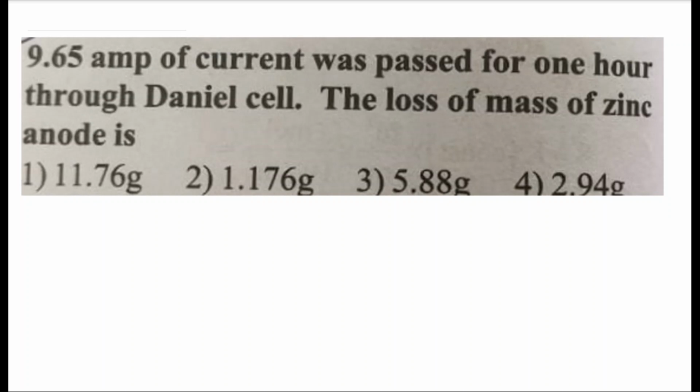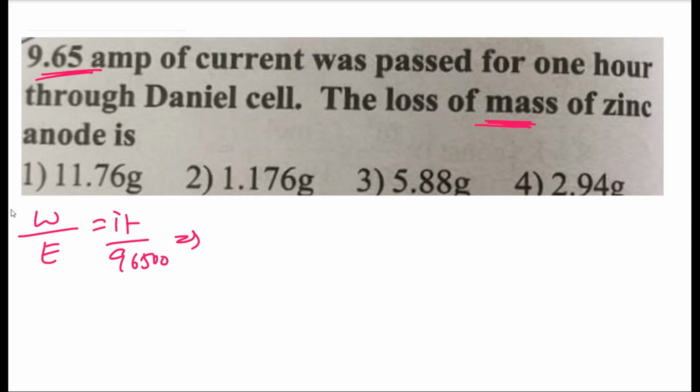Okay, see this problem. 9.65 ampere of current was passed for 1 hour through a Daniell cell. Then the loss of mass of zinc at anode. Here you just observe that you have to calculate mass, and current is given. You know the formula: W by E is equal to IT by 96,500. This combination formula you have to apply. I already told you the sequence formula, no?